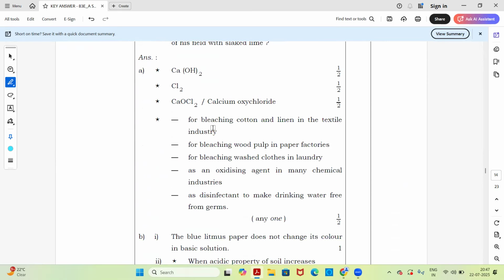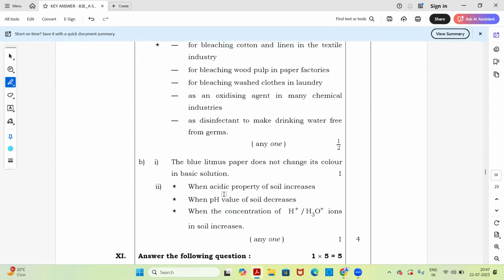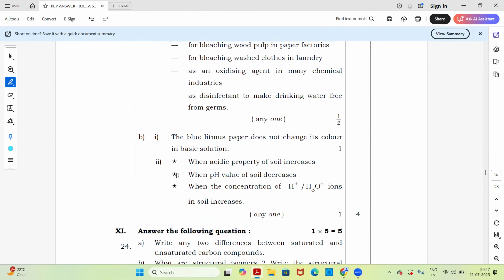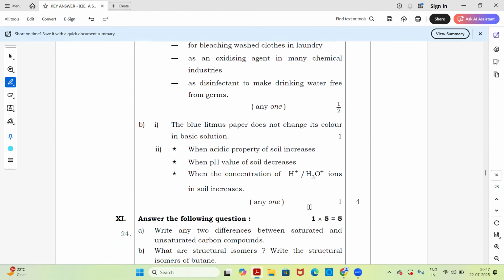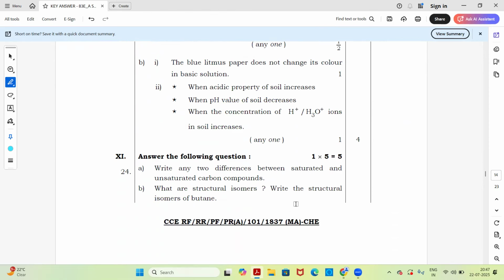It's here. Okay, you have to write the equation used for making bleaching powder and the uses of it. So any one can be written, 4 points are given. And the second answer is here for question B, 1 and 2. Okay, moving to next question.